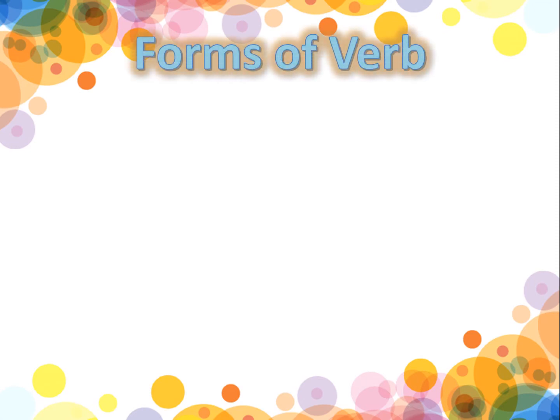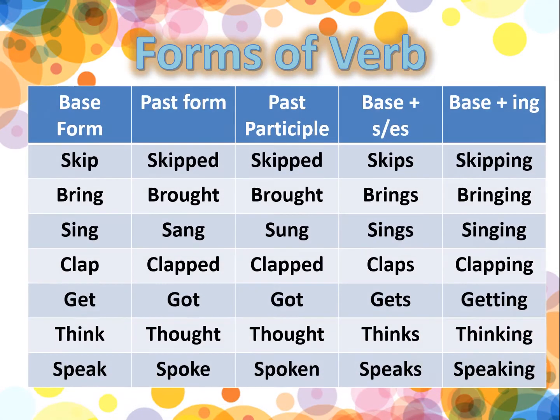The next important thing is forms of verb. Everyone should have an idea of how many forms of verb there are. There are three. Basically, these are base form, past form and past participle, but I have added base form with s and es so that you would have an idea how, when and how we are using this. Then base plus ing form. Now the base form is skip and the past form of skip is skipped. I have used skipped. You can see here I have added ed, and then past participle is kept.